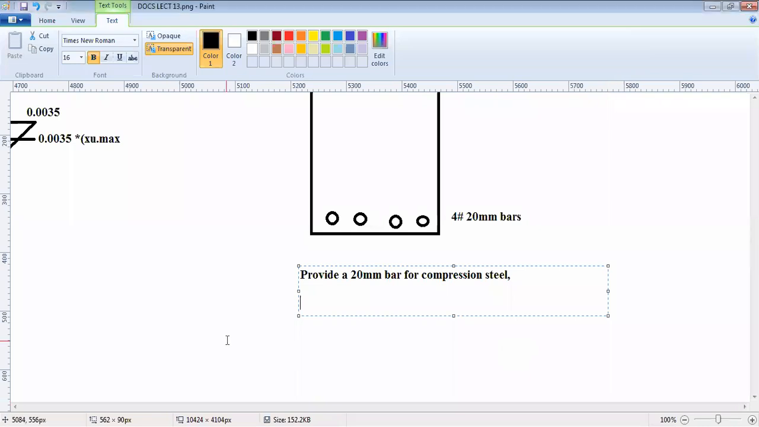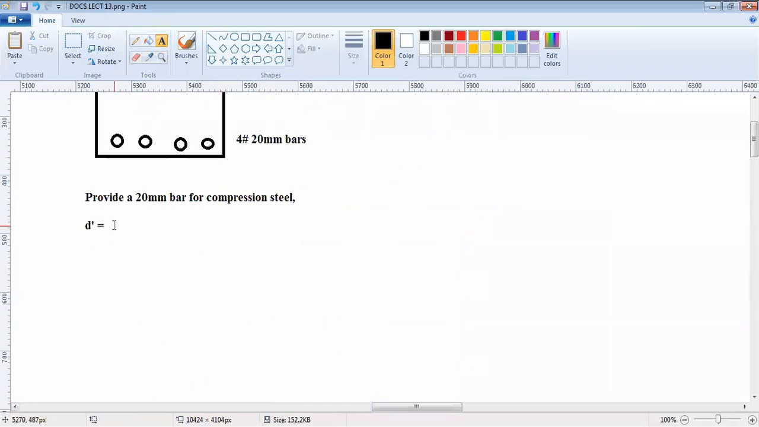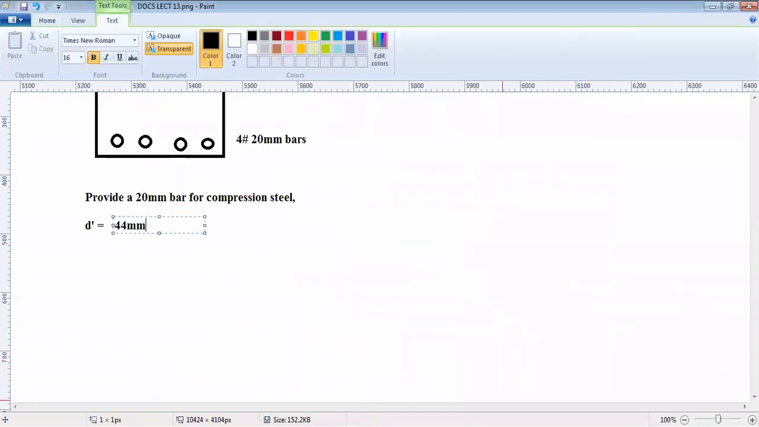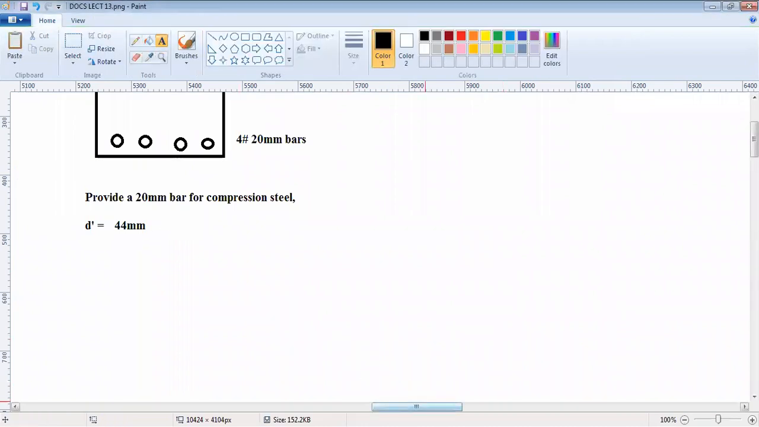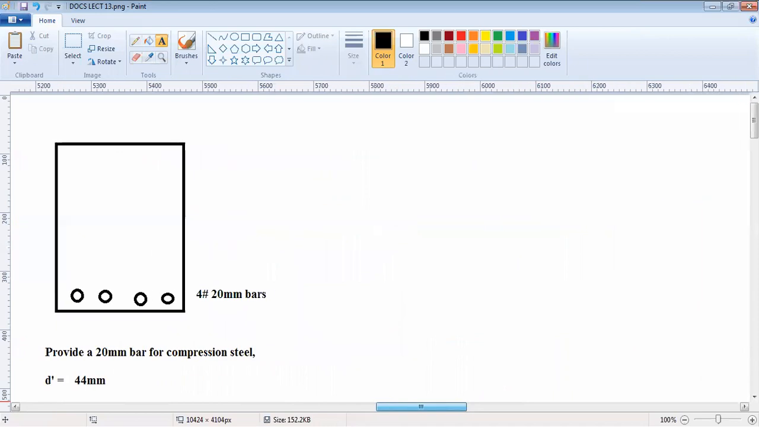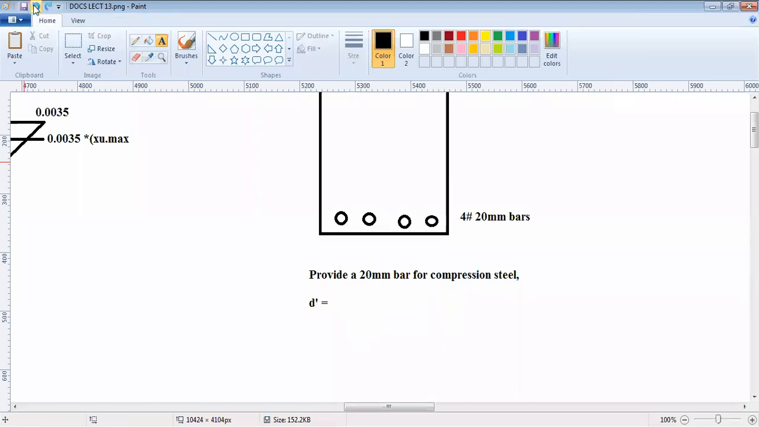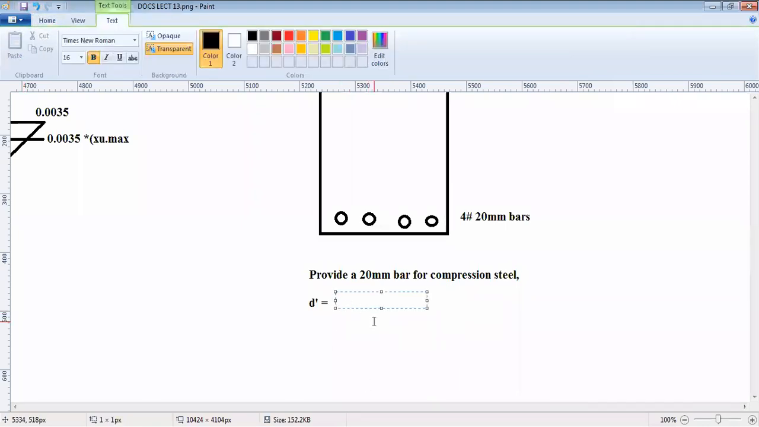What was the value of D dash? D dash ka value kitna aa raha tha? 44. Our D dash was 44 mm. Toh wo humne kaise calculate kiya? 30 mm was our cover plus 8 mm ka stirrup, and how much did we take at that point? 12. Kitna liya tha ye compression? 12. Now I am assuming 20 mm. Let's change it then. 20 mm ke liye kitna aega? 20 mm ke liye 48 mm aega?